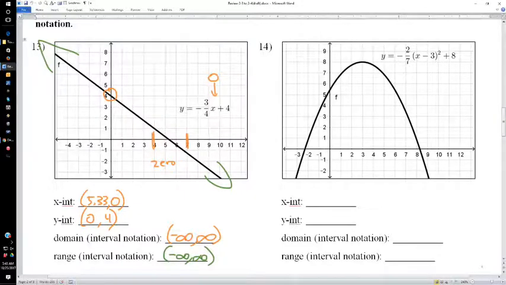Number 14, same idea. Your x-intercepts. Best bet, go stick this in your calculator and pick a left and a right bound. Remember, use the 0 function. If I go left and right, it spits out negative 2.29, comma 0. And again, if I use my 0 function, I gotta do it again on the right.